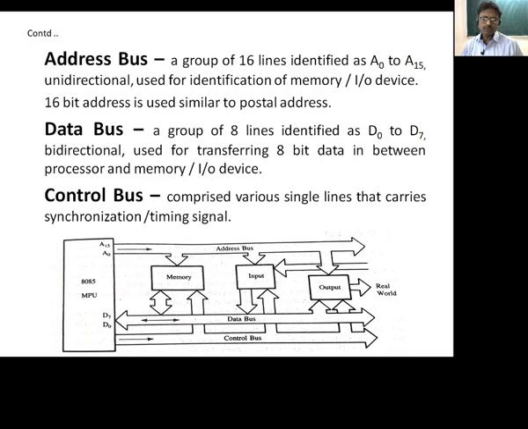The third one is the control bus, which comprises many single signals, and these signals are generated by the processor to control the operations of the other devices. It is the processor which controls the other devices, not the other devices which control the processor. That is why the control bus is again a unidirectional bus, because the control signals are generated by the processor and sent from the processor to the memory or to the peripheral device.